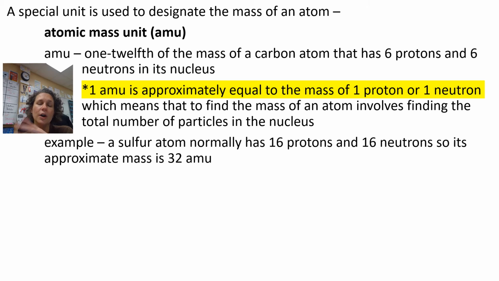When you are looking at the periodic table, sulfur is 16 on the periodic table, so it has 16 protons and 16 neutrons. When I put those together, add them up, I get 32 AMUs. So 32 is the atomic mass unit.